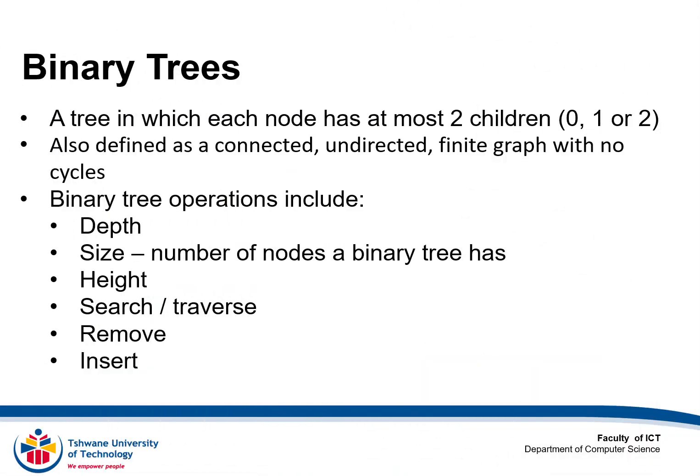Talking about binary trees, I've spoken about this a bit earlier. A binary tree is basically a tree which has at most 2 children. In other words, it can have 0, 1, or 2 children. Others define it as a connected, undirected, finite graph with no circles. It has no circles because it's undirected, remember.